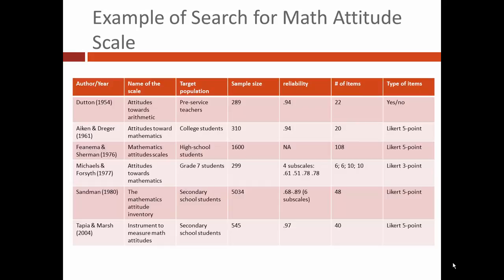Of the 3 instruments that were left, I decided to use the one by Michaels and Forsyth, as the target population for this tool was the closest to mine. It had sufficient reliability for at least 2 subscales and was short enough. The drawback of this instrument is that it was almost 40 years old at the time of my project, so I carefully reviewed the content of the items to ensure that the language used in the questions will be understood by the 6th graders today.